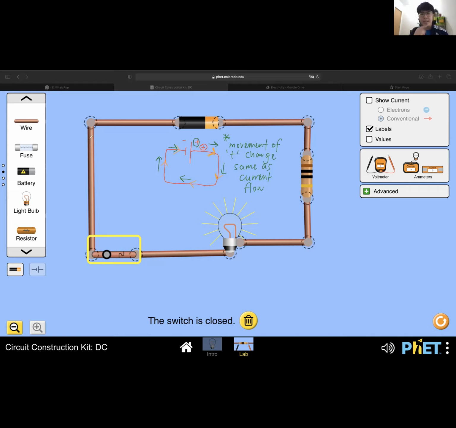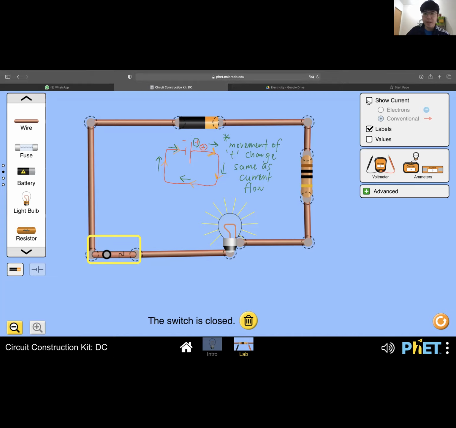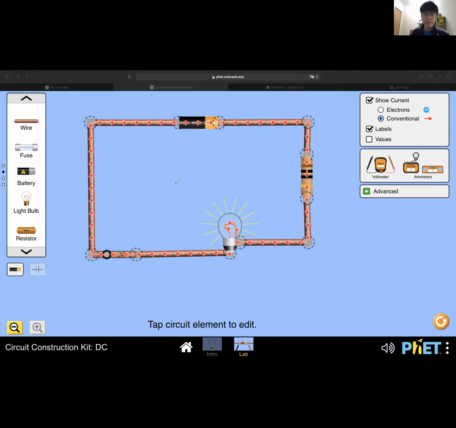Now look at the circuit that I have constructed. Here I'm going to show the current flow. You can see the arrow moving. Where is it moving? In the clockwise direction, right? Now these tiny arrows show the flow of current, so it's in the clockwise direction.